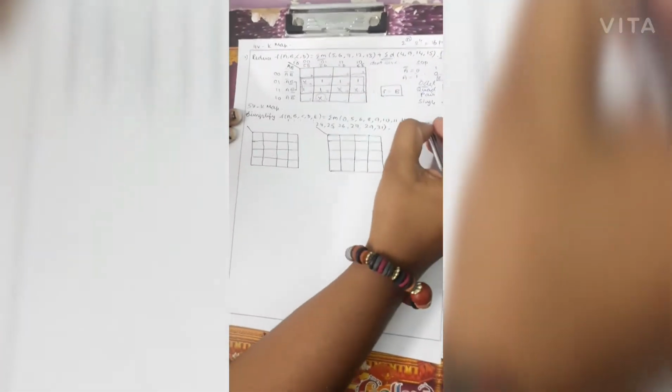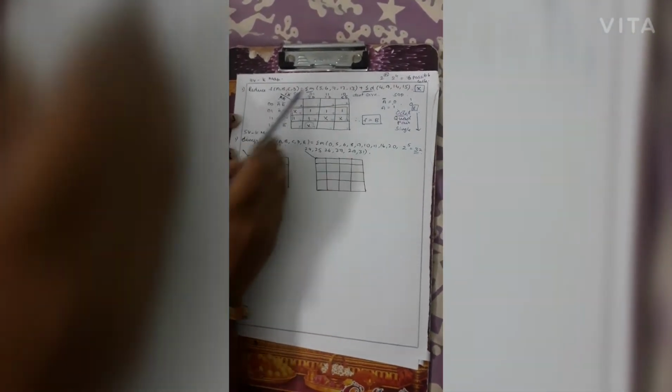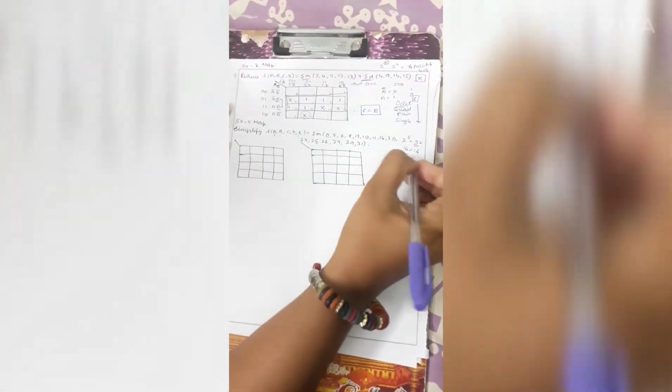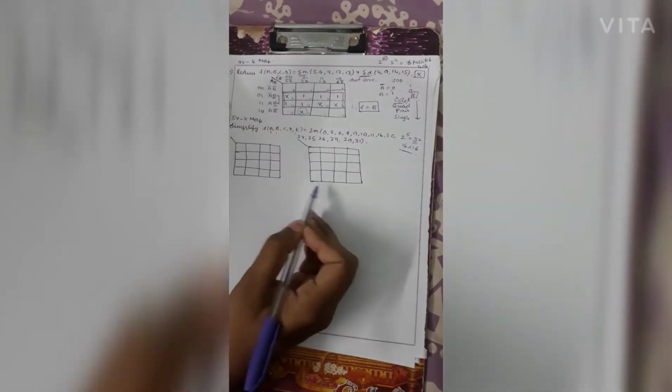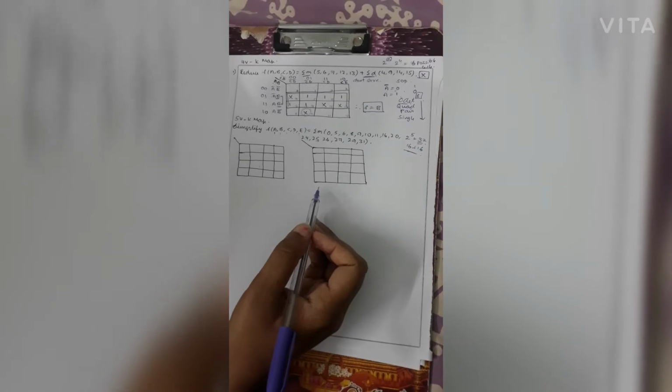And a 5 variable K-map indicates 2 power 5 possible cells, that is 32 possible cells. So how do you represent 32 possible cells? For a 4 variable K-map, we had 16 possible cells. We represented it in this way. 32 will be 16 plus 16. So I have drawn two 4 variable K-maps. Hope this point is very clear. Please don't get confused over here.